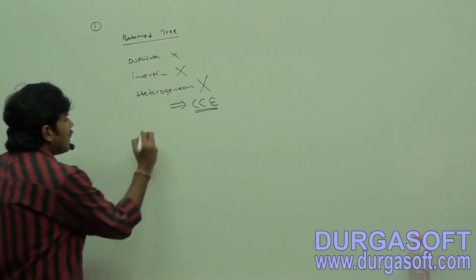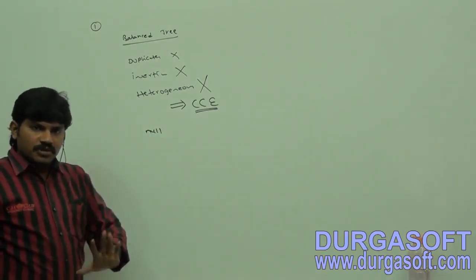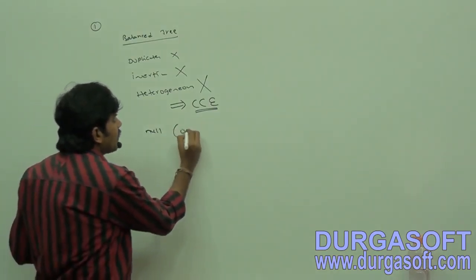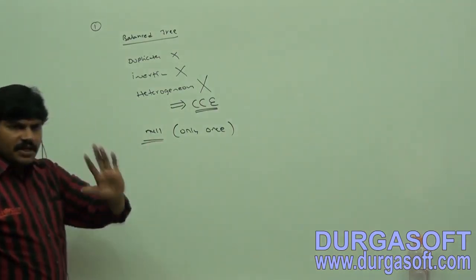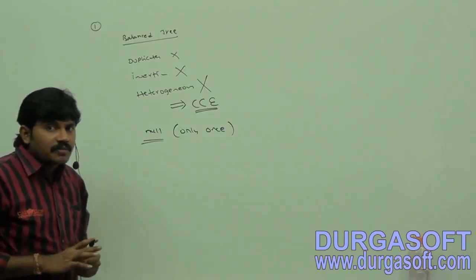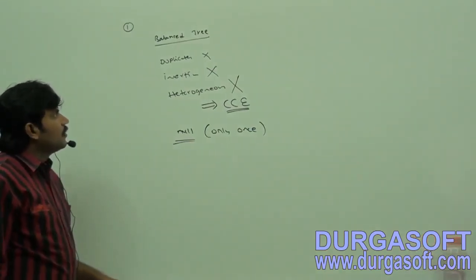Next, null insertion: possible or not? Null insertion is possible, but how many times? Only once. There is a big story about null, which I will discuss as a separate heading, but by default null insertion is possible only once. Clear for all of you, right? These are the first points.